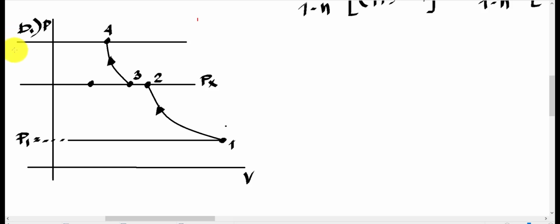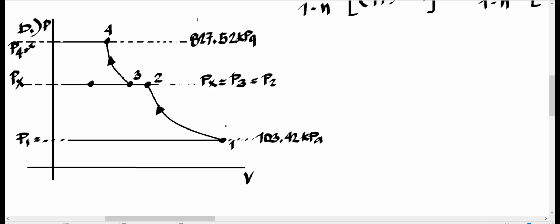So this is our pressure 4, and this is our Px, the intermediate pressure. Okay, so to get the value of Px, remembering that our intermediate pressure is equal to the square root of P sub 1 times P sub 4. Para magkaroon tayo ng value nito.